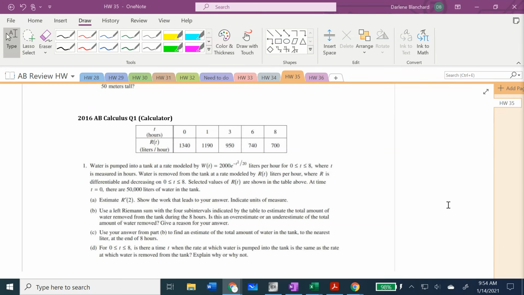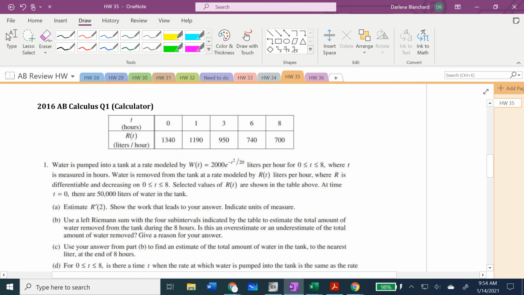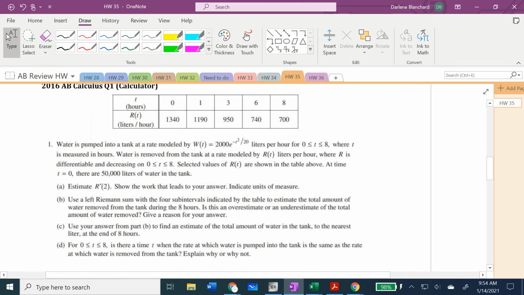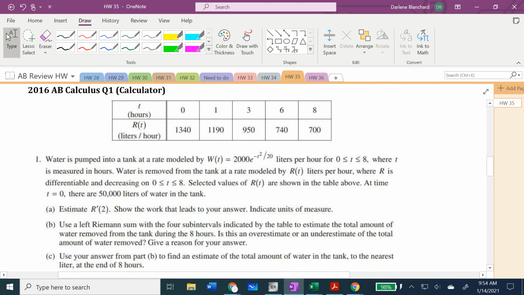2016, question 1, Calculus AB. Part A, I'm just going to start with Part A, and then we can look back at the fine details as we go along. Part A is asking you to estimate R prime of 2.